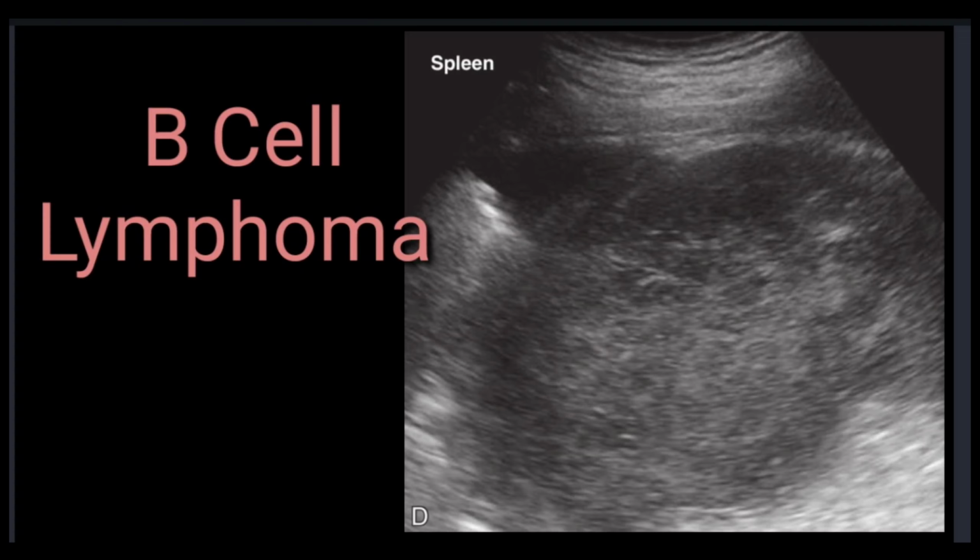Mention on the report all the sonographic characteristics, give the size of the ill-defined lesion, and in the conclusion give your differential and advise correlation with previous medical record and further imaging for the confirmation.